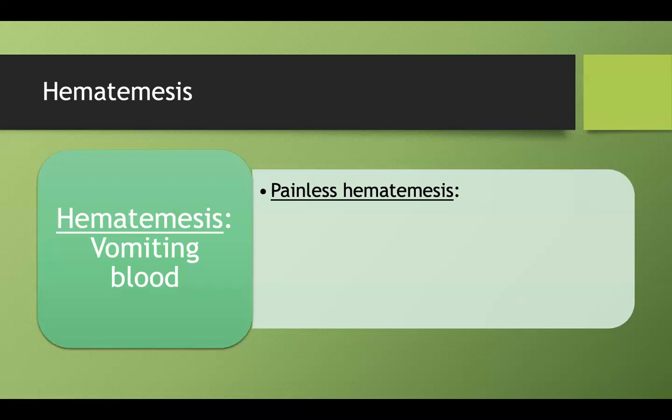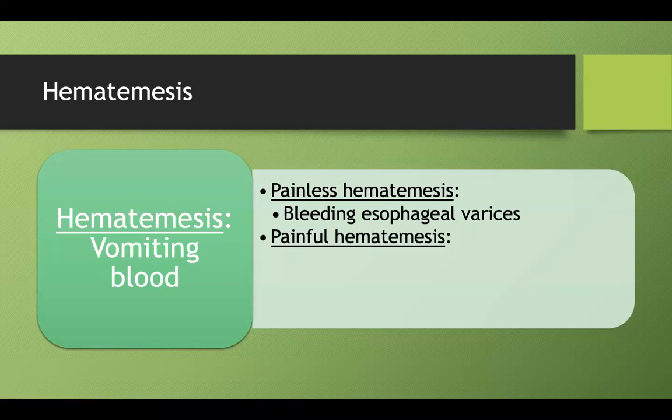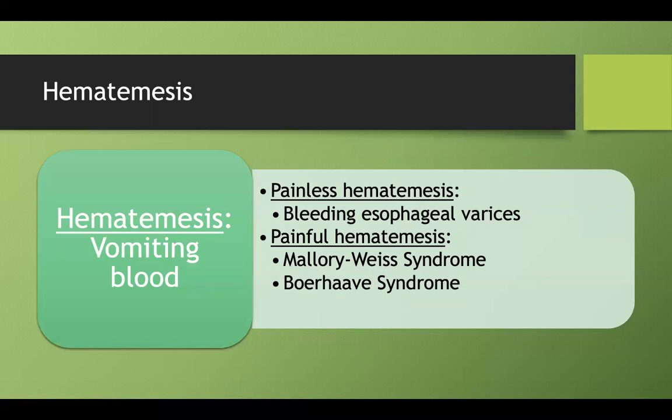If you see painless hematemesis, I want you to think bleeding esophageal varices. That's it. There's maybe some other conditions that you could possibly consider, but for now, if you see painless hematemesis on Step 1, especially in somebody who has alcohol use disorder, I would highly consider esophageal varices as one of your strongest answer choices. Now, painful has a few other options. You can get something called Mallory-Weiss syndrome, you can get Boerhaave syndrome, or you can get a ruptured peptic ulcer.